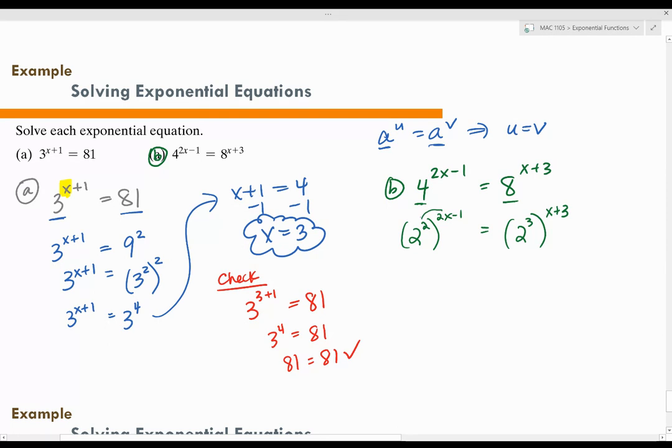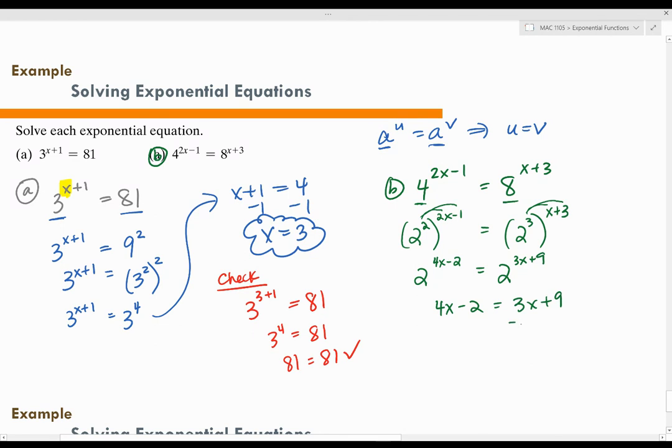So I'm going to distribute this 2 to the 2x and the 1, and this 3 to the x and the 3. So it's going to give me 2 to the 4x minus 2 equals 2 to the 3x plus 9. Okay. Now that my bases are the same on both sides of the equation, I can drop the bases and set their exponents equal to each other. So I have 4x minus 2 equals 3x plus 9. And then I can go ahead and solve for x.